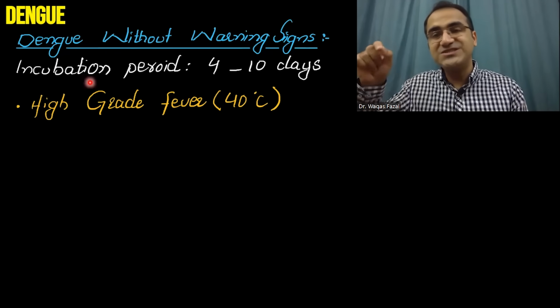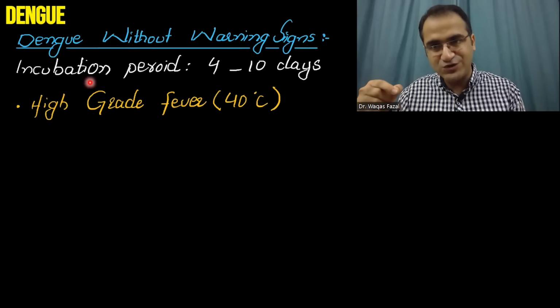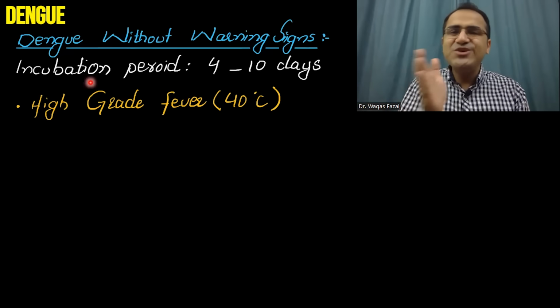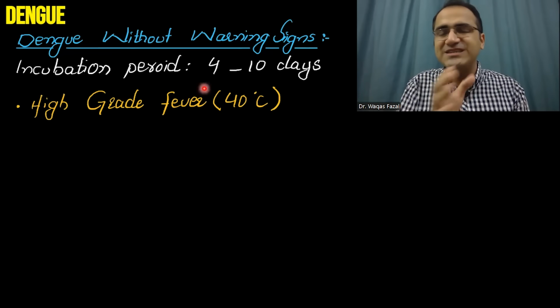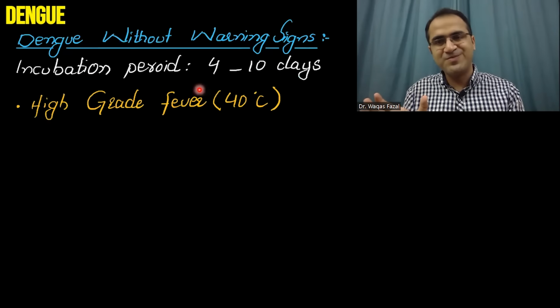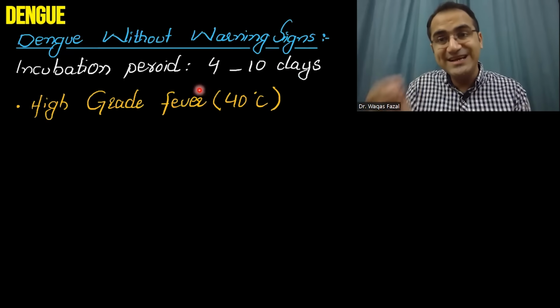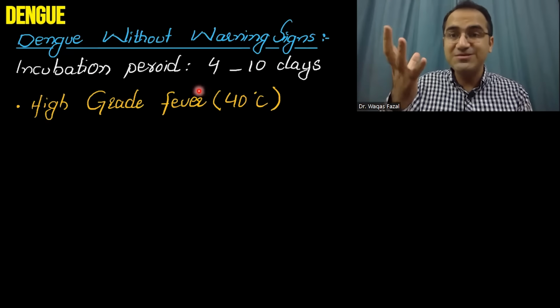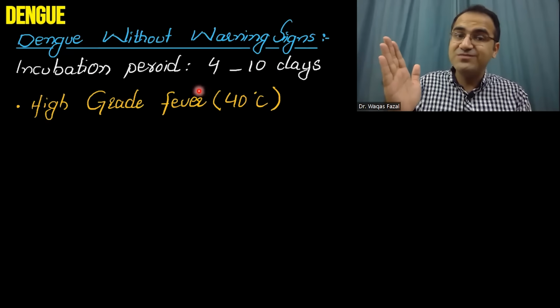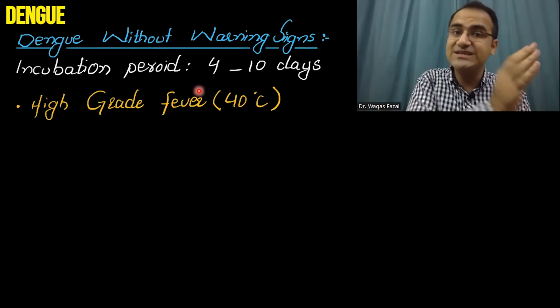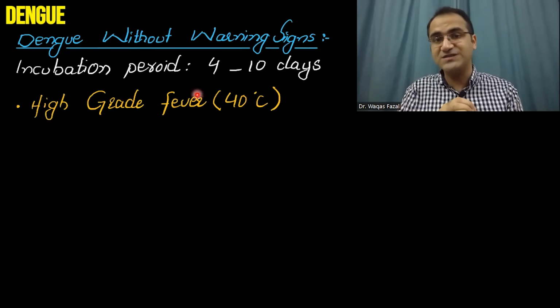Whenever a patient gets bitten by the Aedes aegypti mosquito, there is usually an incubation period of 4 to 10 days in which the patient is not having symptoms. And after that 4 to 10 days, the patient starts to develop symptoms, and those symptoms last for 7 days. That is dengue without warning signs.